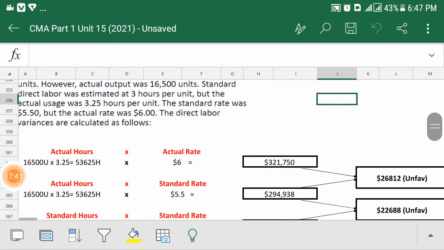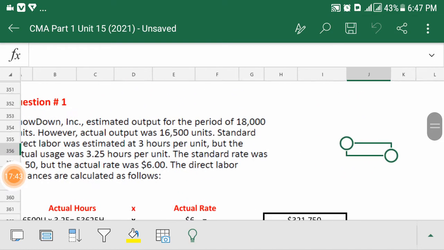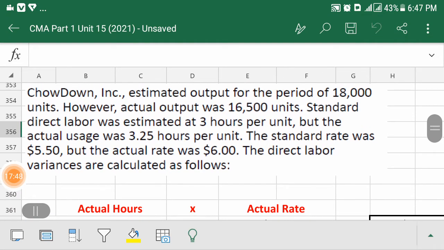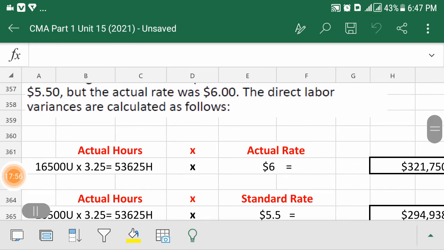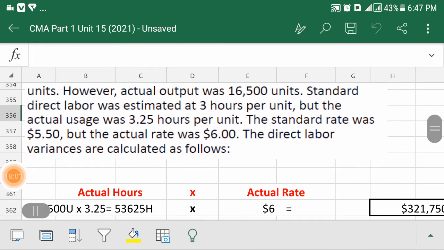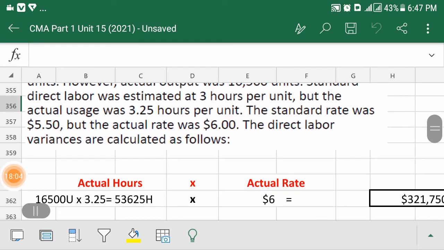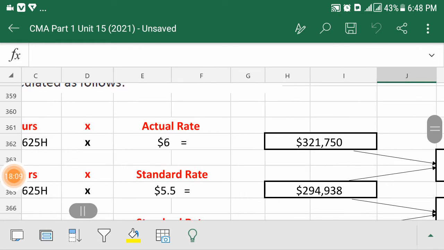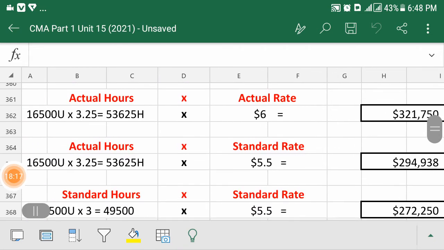In the question, the actual is 3.25 hours per unit and the actual output is 16,500. You multiply, and you get 53,625 hours in total. And how much are you actually paying per labor hour? $6. If you multiply $6, you get 321,750, the actual amount you paid.